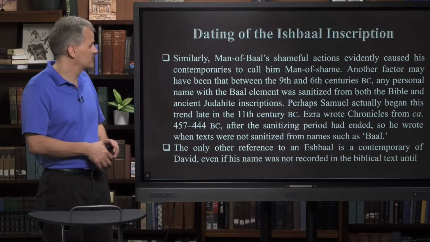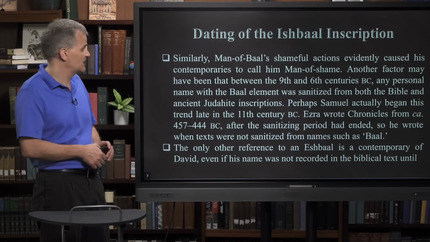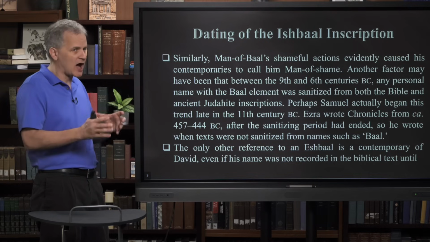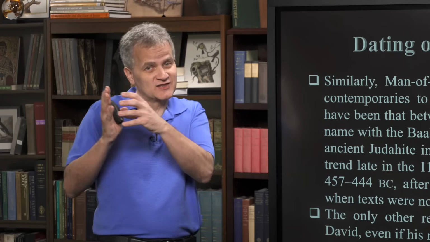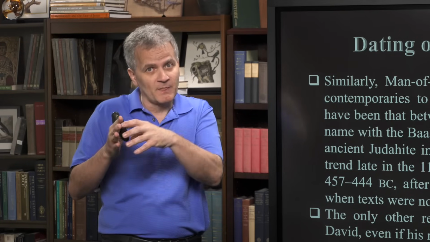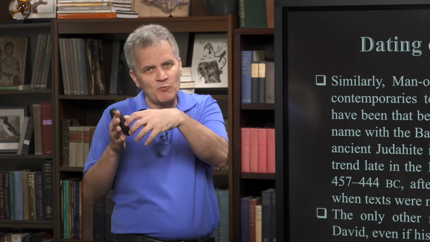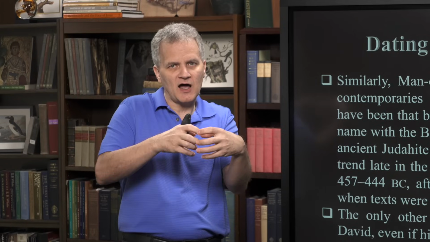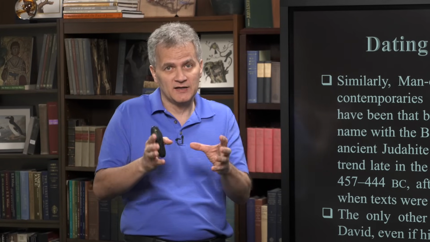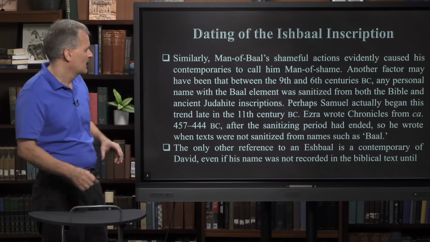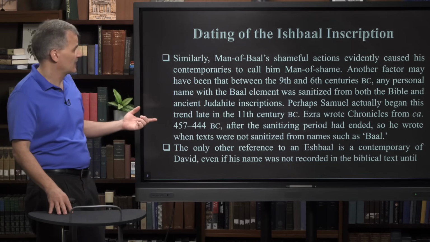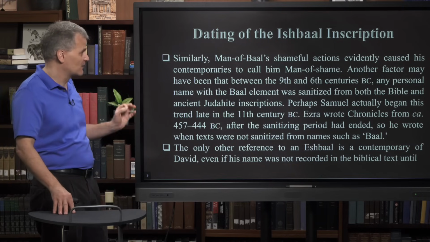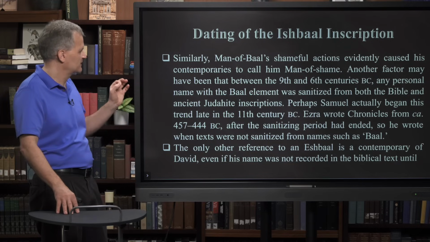Another factor may have been that between the 9th and 6th centuries BC, any personal name with the Baal element, and this one has it, and that's the storm god, right? Man of the storm god. So it's someone that's connected to a pagan god, and it's the king of the gods at this point in the Levant at the time. But any personal name with the Baal element, it was sanitized from both the Bible and ancient Judahite inscriptions.